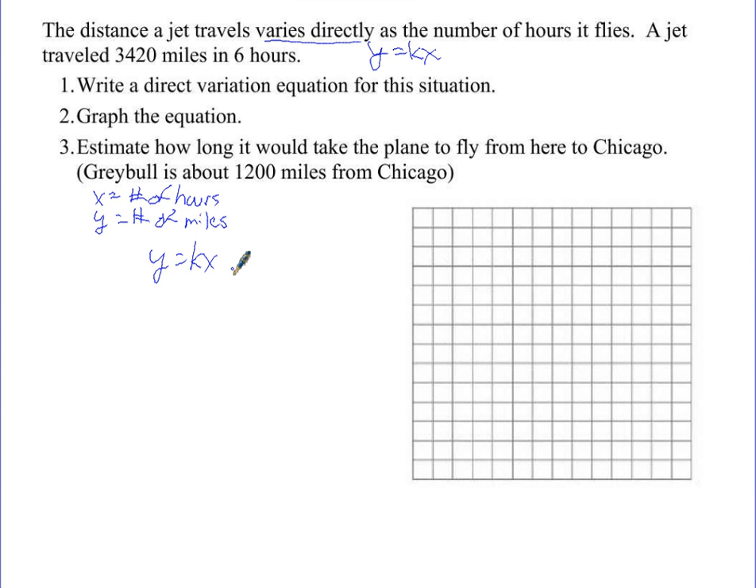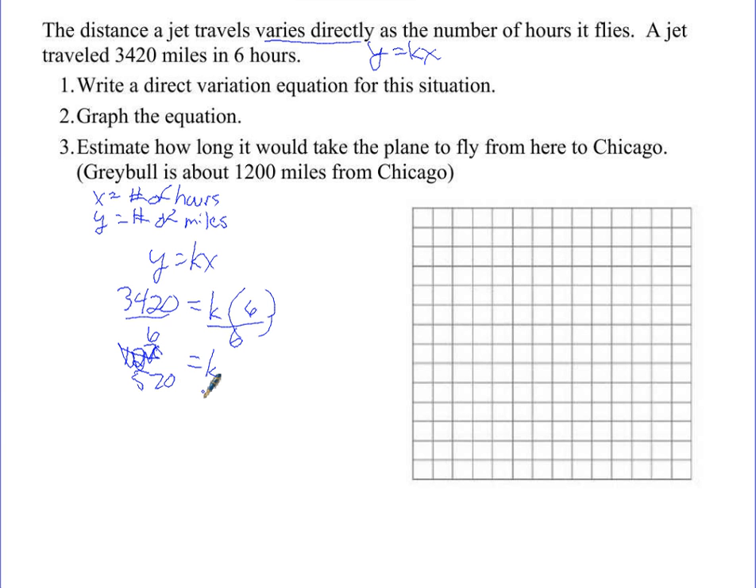What do I know for y? 3,420 miles equals k times 6 hours. And now what do I do? Divide both sides by 6. So what is 3,420 divided by 6?